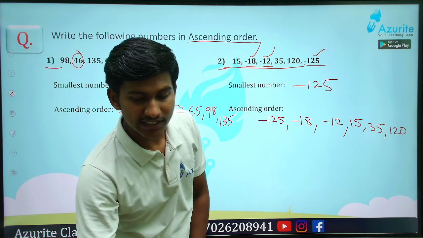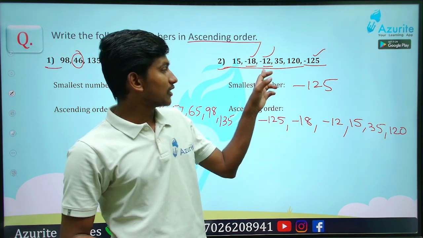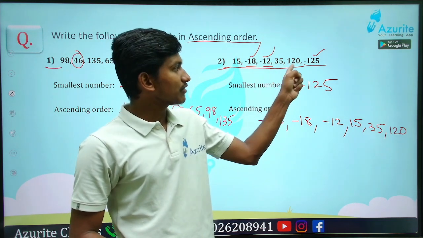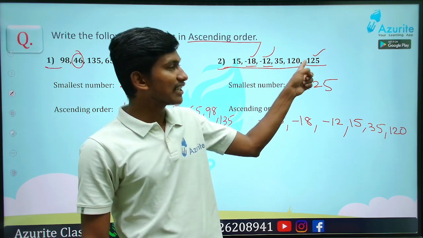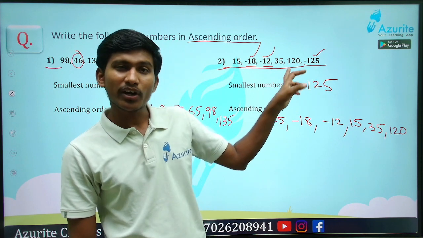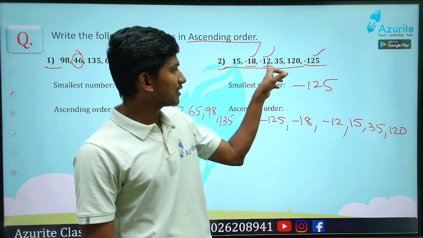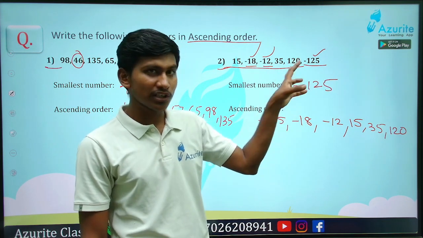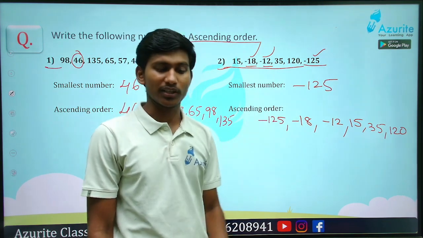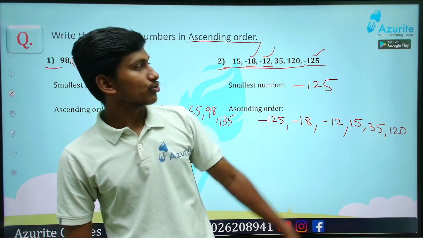So understand about negative. In the negative form, I told you already, the number which has the bigger negative sign will be smaller, in reverse, right? Minus 18, minus 12, minus 125. So 125 is the bigger number in absolute value, but with the minus it will be smaller. Okay, will you remember like that? Good.